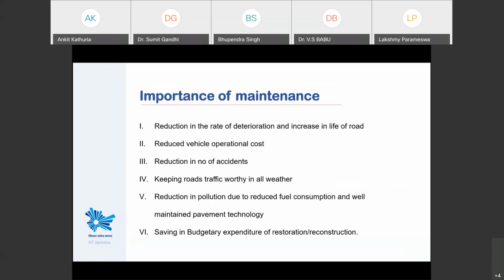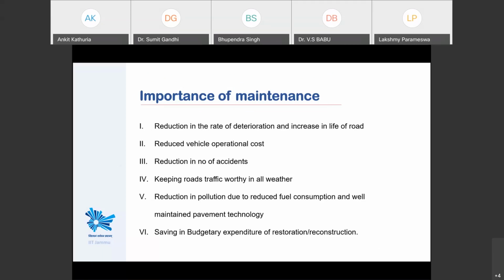So let's look at the importance of maintenance. Why it is so important to carry out routine, periodic, or preventive maintenance. So the first importance of maintenance is reduction in rate of deterioration, which eventually increases the life of the road. Secondly, it reduces the vehicle operational cost because yes, if your vehicle has to maneuver through potholes and cracked road surface, then definitely the vehicle operational cost increases because of sometimes aggressive braking or deceleration and other things happening.